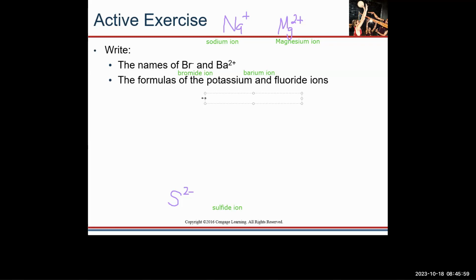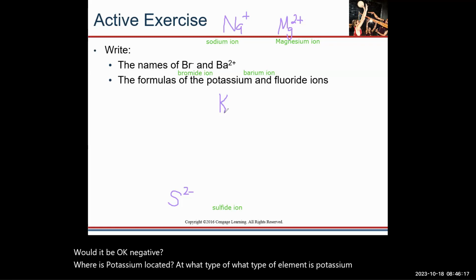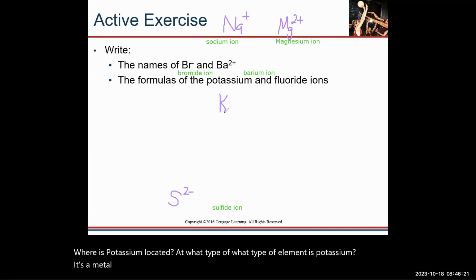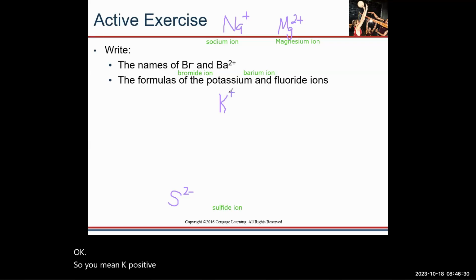For potassium, would it be just K negative? Where's potassium located? What type of element is potassium? It's a metal. So what did we say about all metals, what charge are they going to end up being? Positive. Okay. So you mean K positive? Yes, because it's losing 1 electron. Okay.